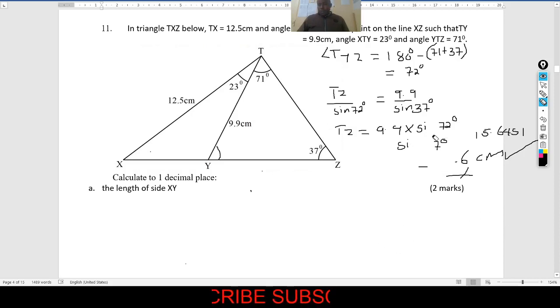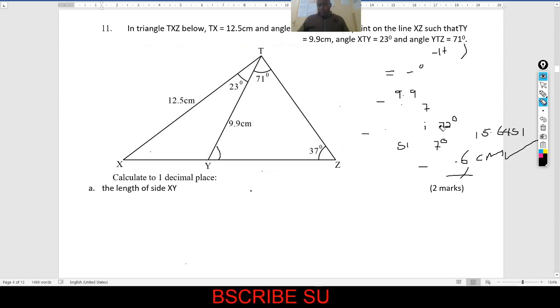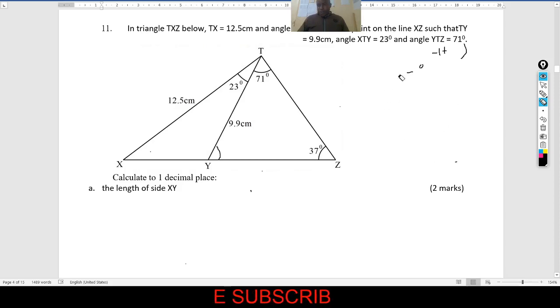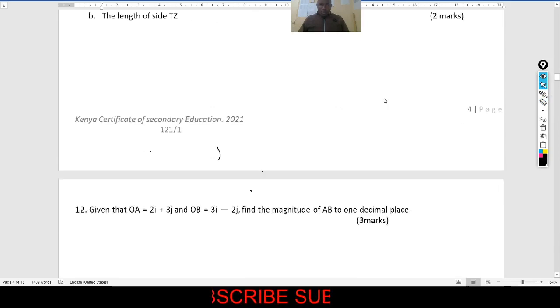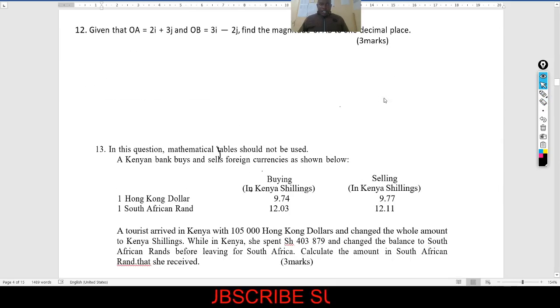Now we move to the next question, number 12, so that we do away with section A. Given that OA is 2i plus 3j and OB is 3i minus 2j, find the magnitude of AB.